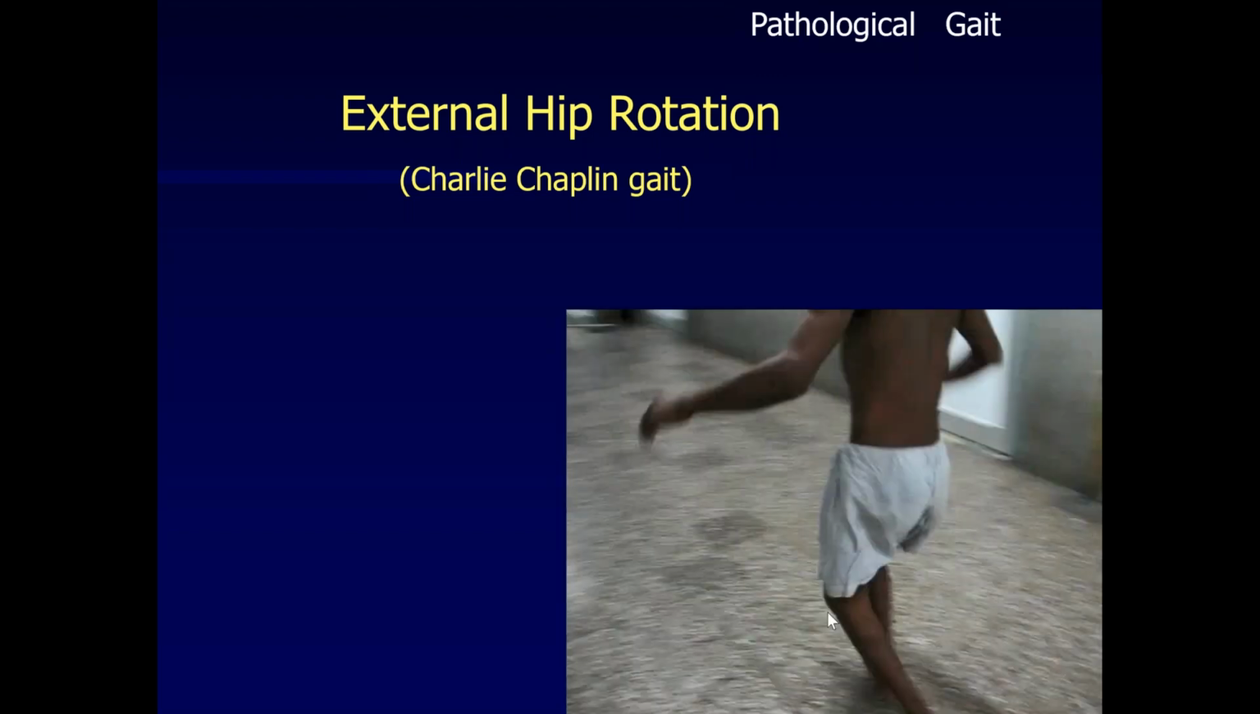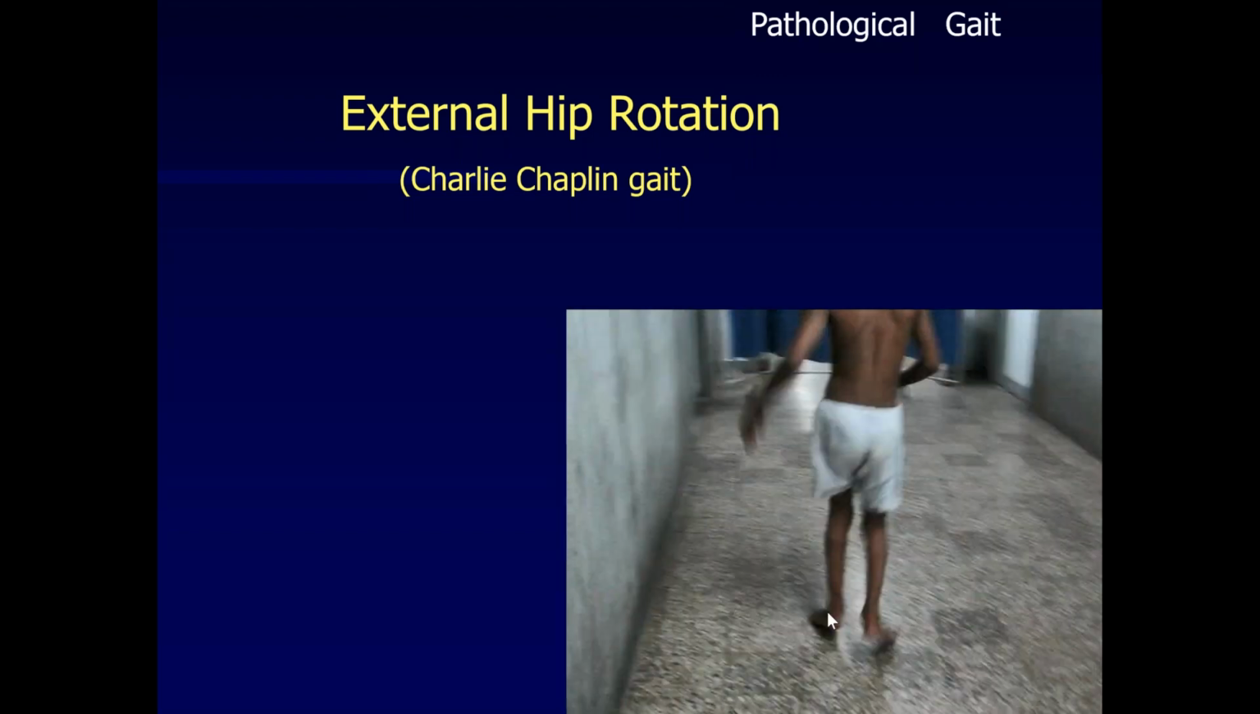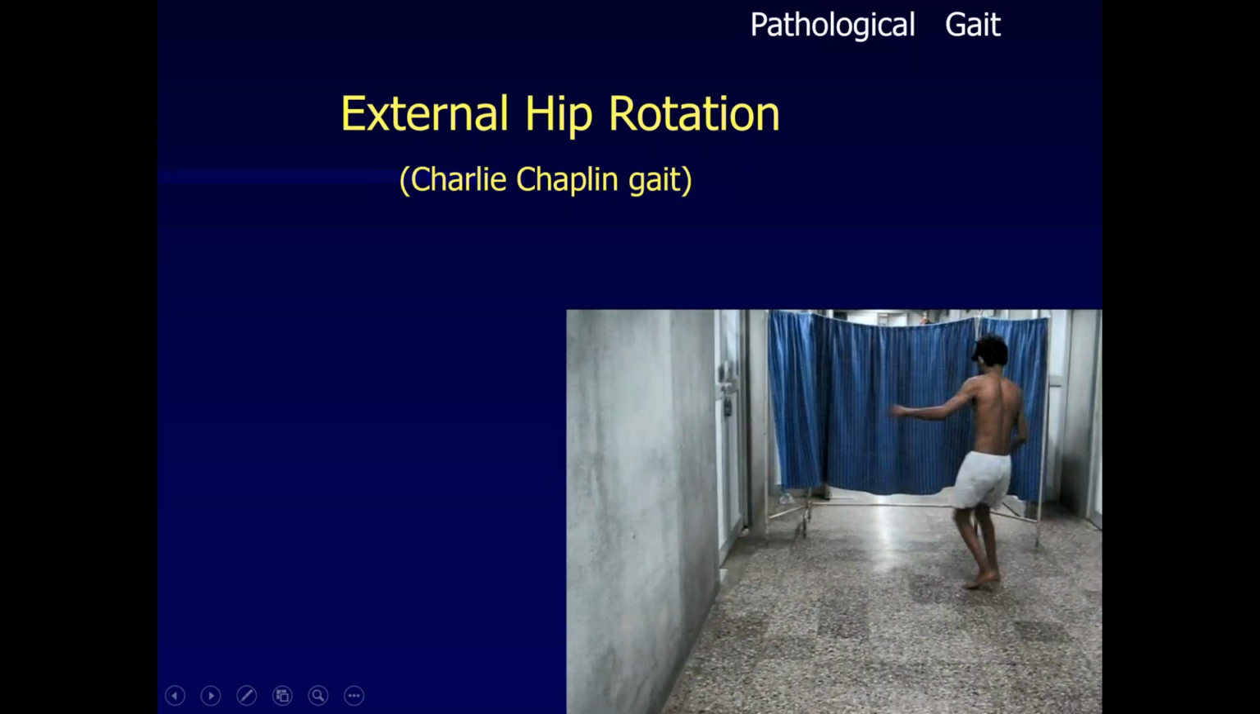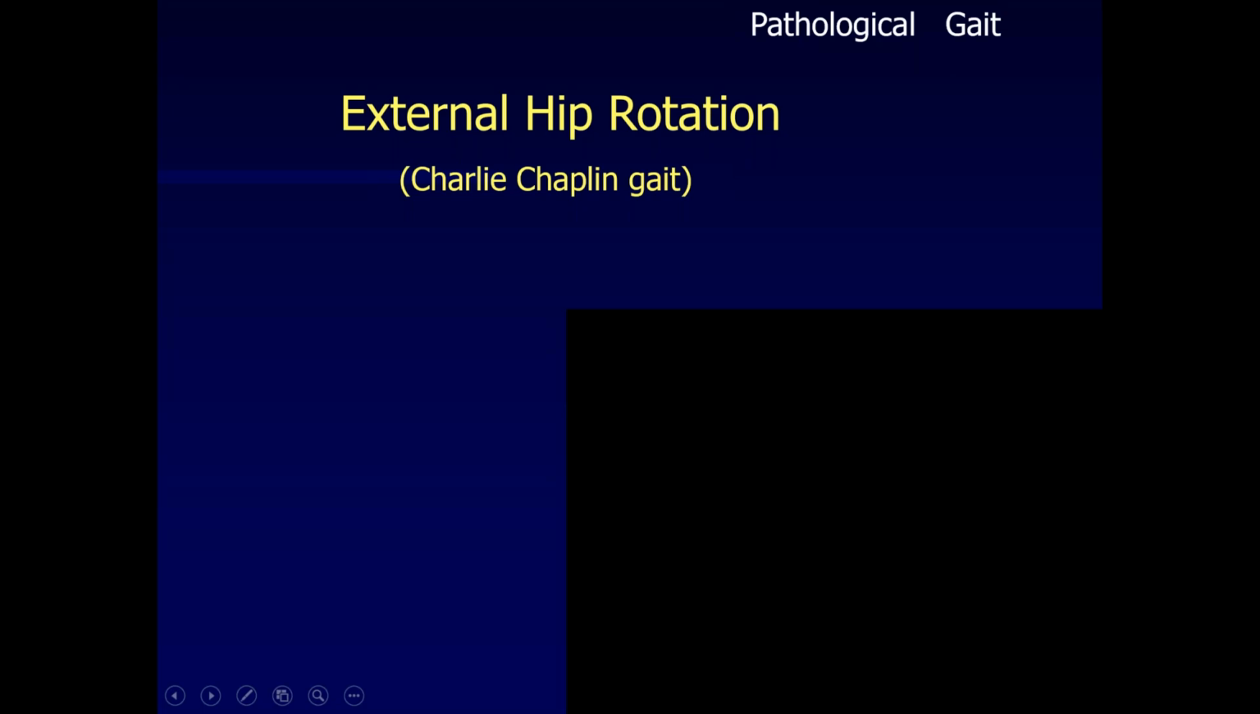So an external rotation gait can also take place when there is increased retroversion. Equivalent to that is slipped capital femoral epiphysis, where the head slips, and so there is an external rotation type of gait.